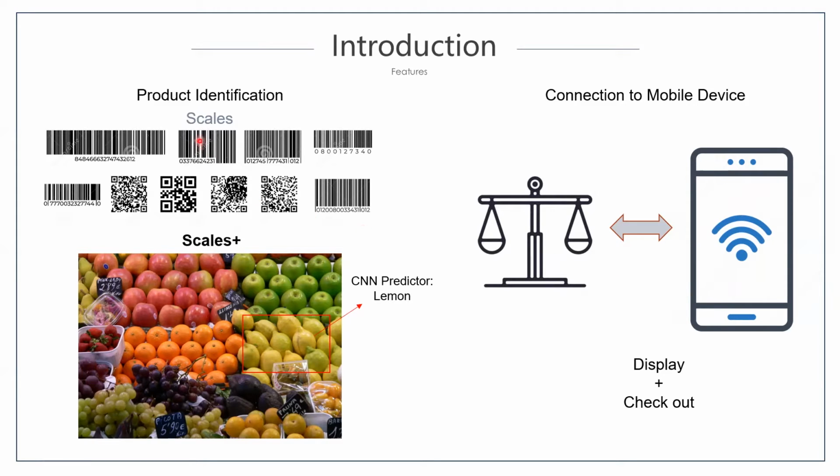For the first one, for traditional scales, we need to identify the product using the bar code or the QR code. But for my Skills Plus, I will use a convolutional neural network as the predictor for the items using the camera. And we can say that it can do the collection for the items.